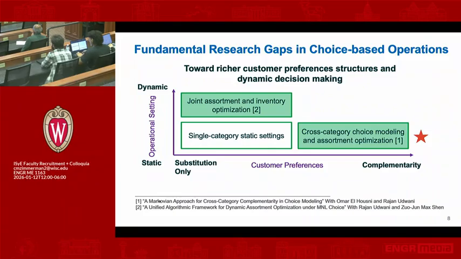So in the first part of the talk, I will talk about how we develop a tractable model for cross-category choice modeling and present a polynomial time algorithm for assortment optimization. In the second part, if I have time, I will introduce the advanced algorithmic results for the well-established dynamic assortment optimization and inventory management problem. Now let's go to the first part.